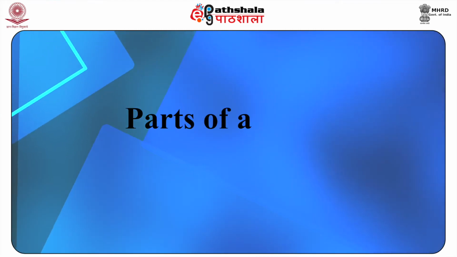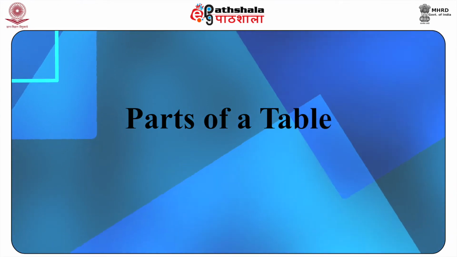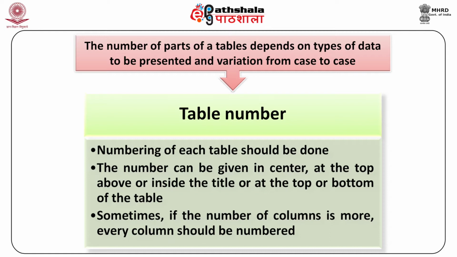Now, let us see how tables can be partitioned, or let us look at the parts of a table. The number of parts of a table depends on the type of data to be presented and varies from case to case. The basic parts used in a table are, first, the table number. Table number refers to the numbering of each table. The number can be given in the center, at the top above, or inside the title, or at the bottom or top of the table.